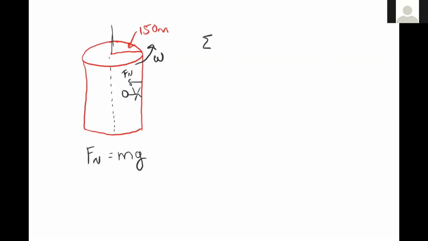Okay, so the sum of all the forces in the radial direction has to equal the mass times the centripetal acceleration. The force in the radial direction would just be this normal force that we experience from the edge of the spacecraft. And in order to mimic the normal force that we would experience on Earth, this needs to match our mass times gravity, and then that has to equal the mass times the centripetal acceleration.